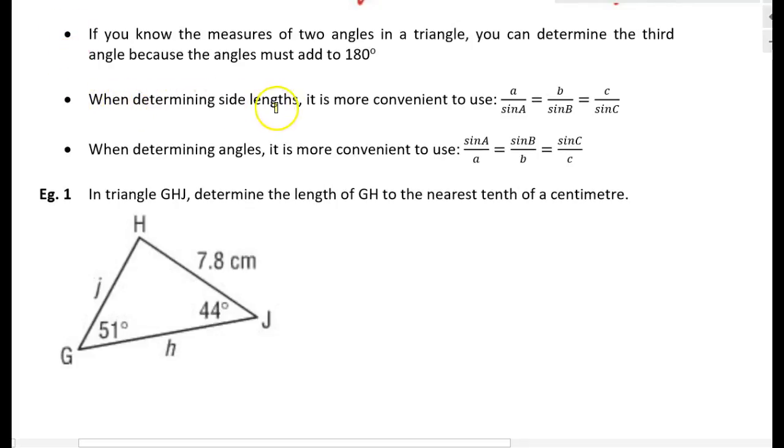When determining side lengths, it is more convenient to use this version of our law. Reason being, our side length is in the numerator. The second we have our variable in the numerator, just cross multiply and divide. That moving of numbers around becomes infinitely easier. So always put your variable in the numerator and then make your other ratios match. Okay, alternately, so side lengths, we want them on top. Angles, we want them on top.